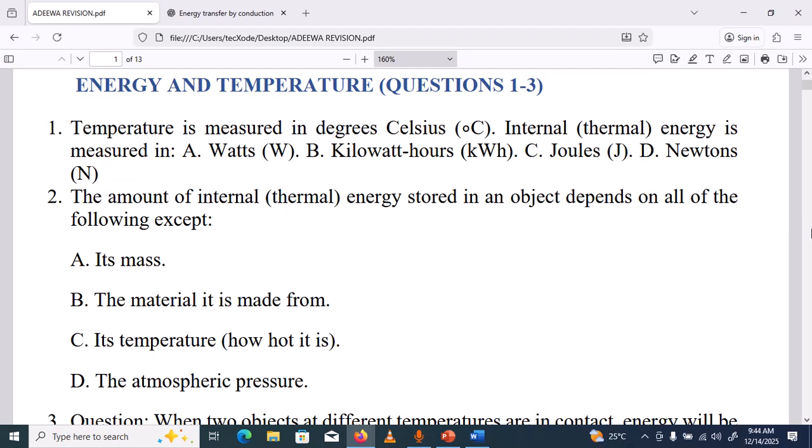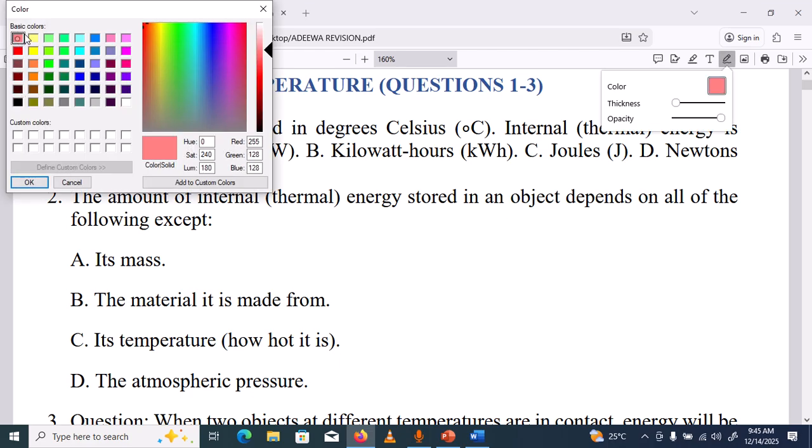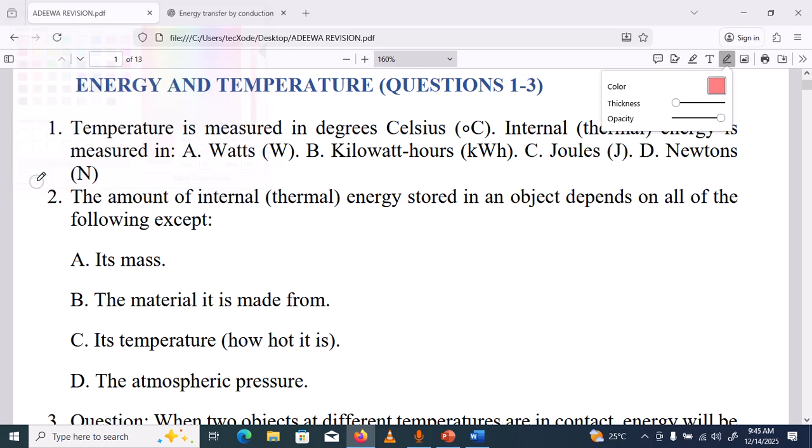So a quick one here. Energy and temperature to start with. These are revision questions. Temperature is measured in degrees, while internal energy, which is thermal energy, is measured in... And of course, the answer is, did you say joules? Yeah, you will be right. Joules is the right answer.